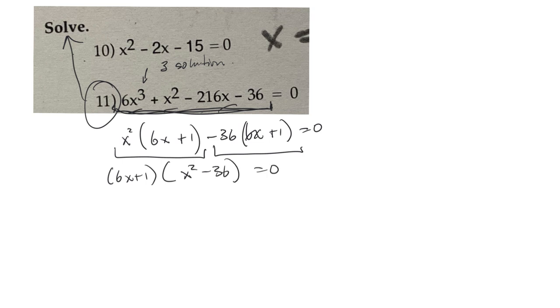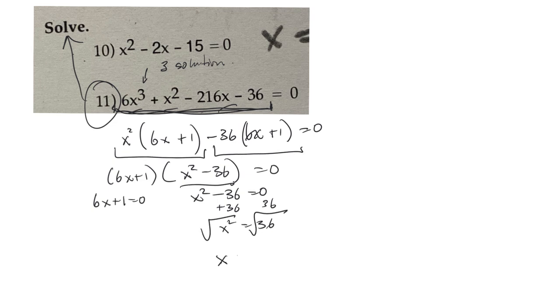Now, you can do this a couple of ways. You could factor this, or you could set it equal to 0 and then solve. I'll maybe set it equal to 0. So let's go 6x plus 1 equals 0, and then x squared minus 36 equals 0. So if I add 36 to both sides, I get x squared equals 36, and then square root both sides.